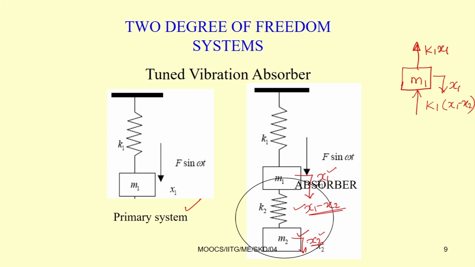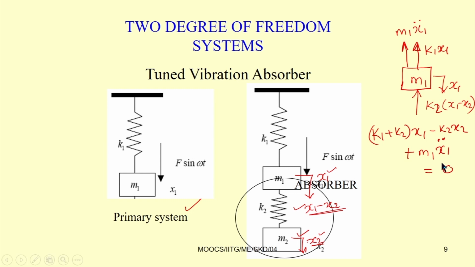So, our equation of motion can now be written. These are the two forces acting on the mass. If we apply Newton's second law, the net force will be k1 x1 plus k2 (x1 minus x2), that is, (k1 plus k2) x1 minus k2 x2. This net force will be equal to m1 x1 double dot. We can also take the inertia force to the other side, so the inertia force will be m1 x1 double dot.